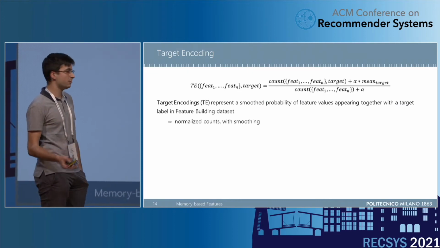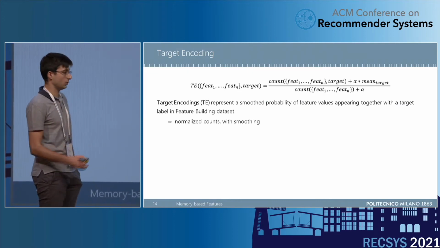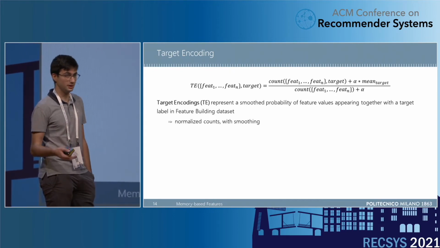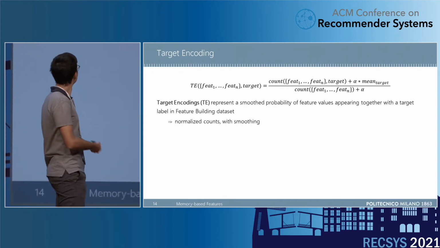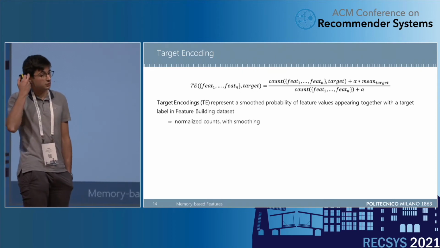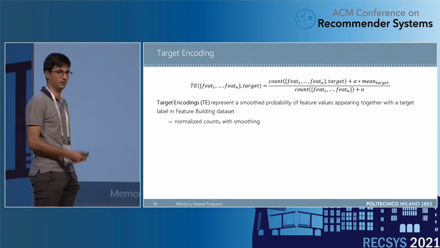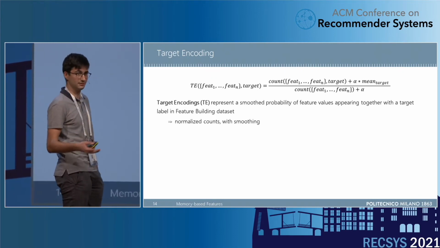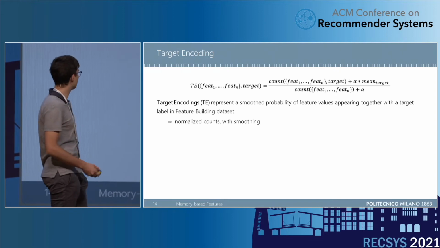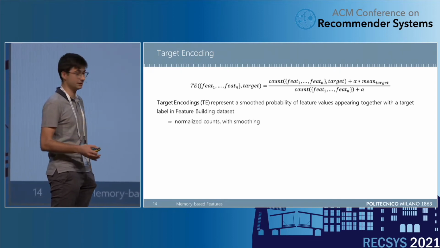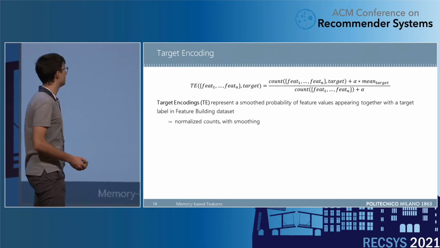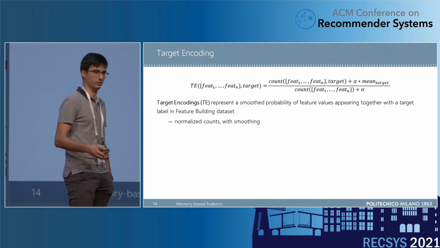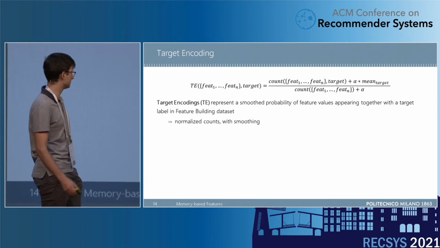Another more complex feature we use in our memory-based fashion is the target encoding. Target encodings are a generalization of the counts in a sense that they are a smooth probability version of them, and therefore they are a normalized view of the counts, but with some smoothing in order to increase the performances, even in cases of a low number of counts.